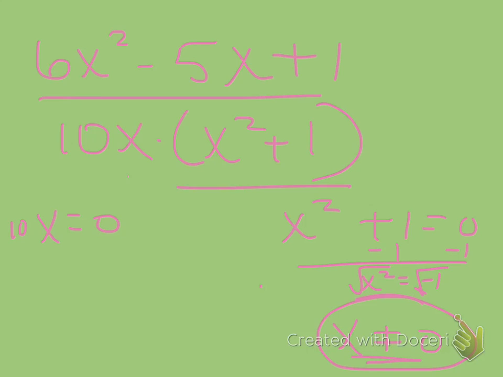This would be the only thing that would give us an exclusion, because over here, dividing by 10 is possible, and x would be 0. Okay. Is this making sense to you? Yeah. Let's do another one.